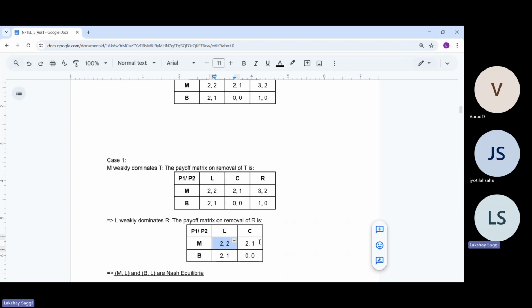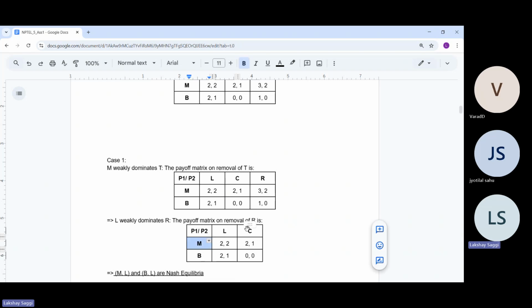And now let's see if the column player has an incentive to switch or not. If the column player switches from L to C while the row player is still playing M, then we arrive at this kind of solution. So these will be the payoffs. Initially the column player was getting a payoff of 2 on this M comma L. But on switching, the column player will be getting a payoff of only 1. So the payoff will actually be reduced for the column player if the column player decides to switch. Again, the column player also has no real incentive to switch. So that's why this 2 comma 2, this M comma L, is a Nash equilibria.